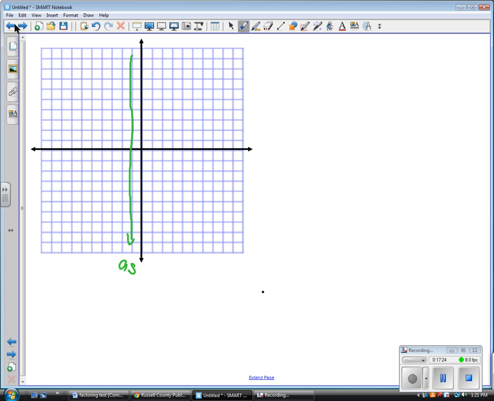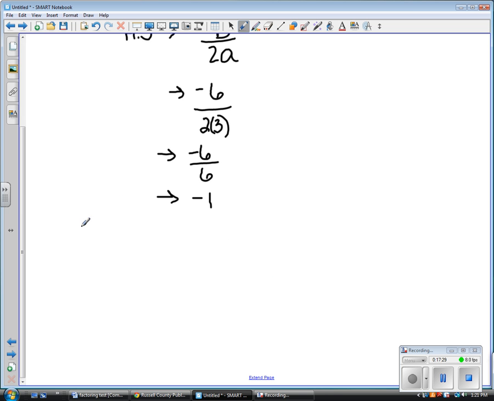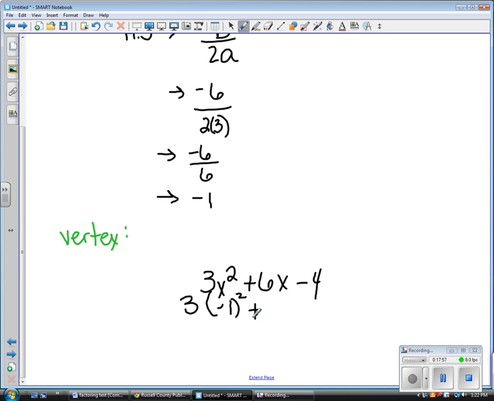Now I'm going to go back. From my axis of symmetry, I'm going to find my vertex. And I find my vertex by plugging negative 1 into my equation. So if I had 3x squared plus 6x minus 4, I'm going to plug in the negative 1. So I get 3 times negative 1 squared plus 6 times negative 1 minus 4.